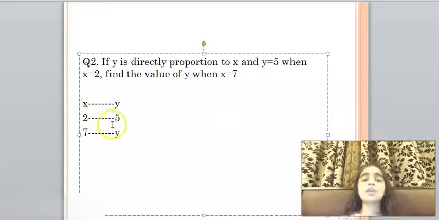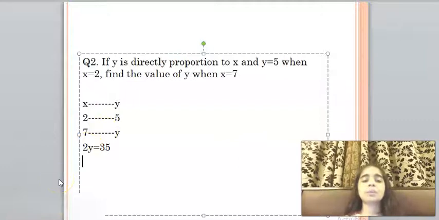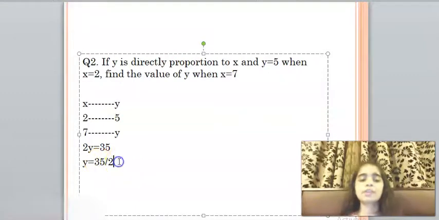And then we will cross multiply both the values. All four of the values we will cross multiply them. So we will multiply 2 with y and then we will multiply 7 with 5. So 2y equals 35. And what will be the value of y? The y value will be 35 divided by 2. Let me use a small y over here. So the y value is 35 divided by 2, which is 17.5. So yes, we got our answer.